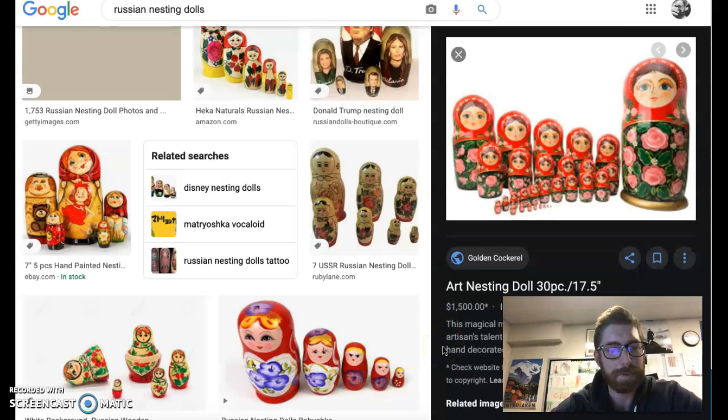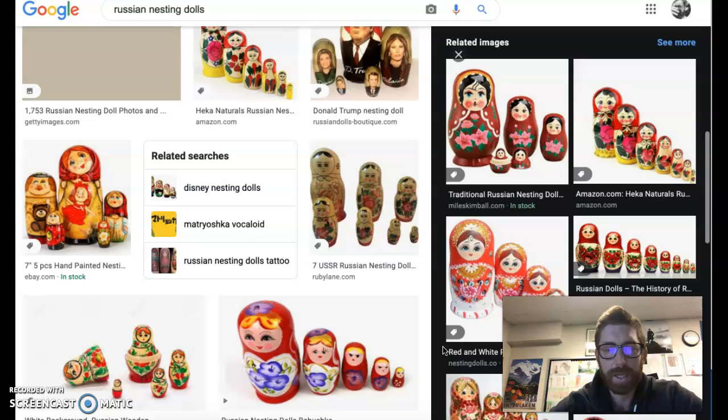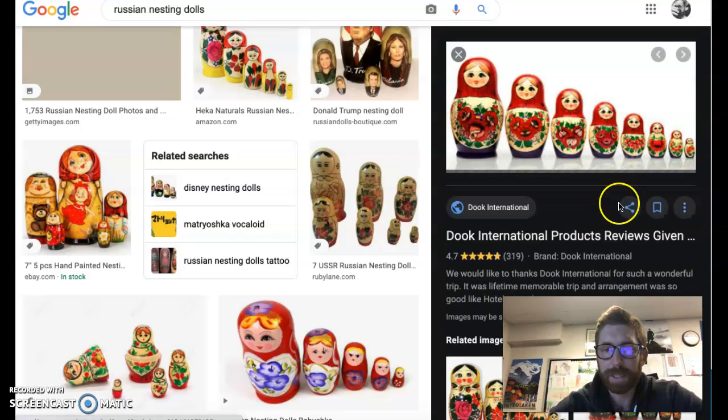I don't know if you guys have seen these before, Russian nesting dolls, right? But basically, oh, this is a good little picture here, right? This is cute.